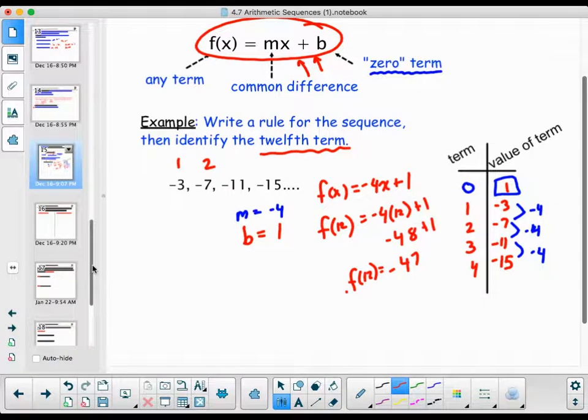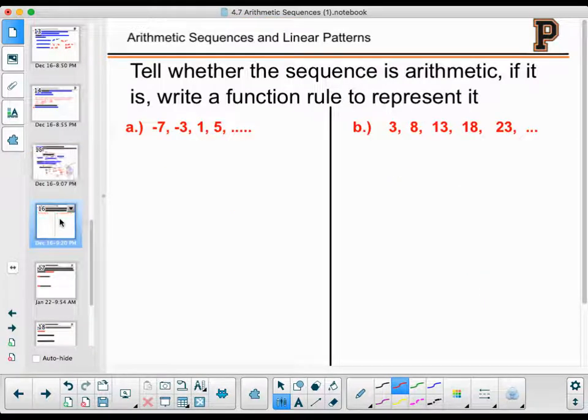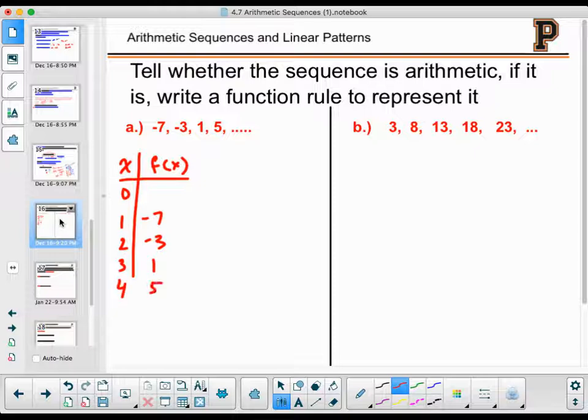Let's try a couple more. Okay, tell whether the function is arithmetic, and if it is, write a function rule to represent it. So I've got letter A: -7, -3, +1, +5. I'm going to do my little chart, leaving a space for 0. The first number is -7, second is -3, third is +1, fourth is 5.